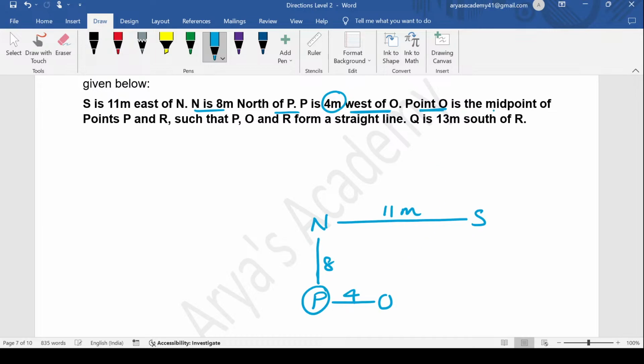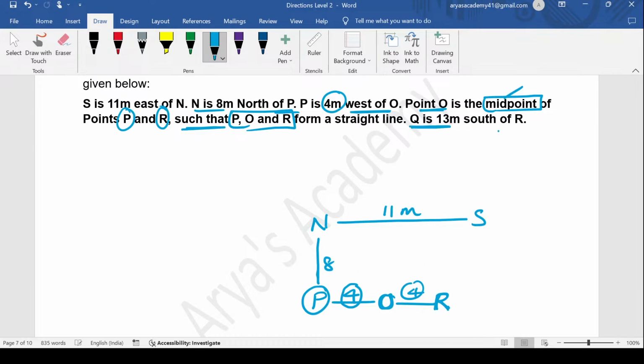And point O is the midpoint, exactly in the middle of P and R. If this is 4, then the other part also will be 4. And here comes point R. So 4 plus 4, 8, and O will be the midpoint, such that P, O, R form a straight line, that we have already written.